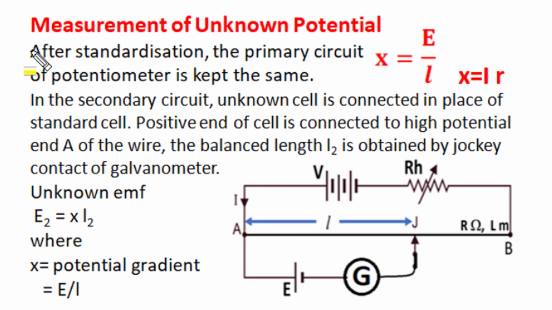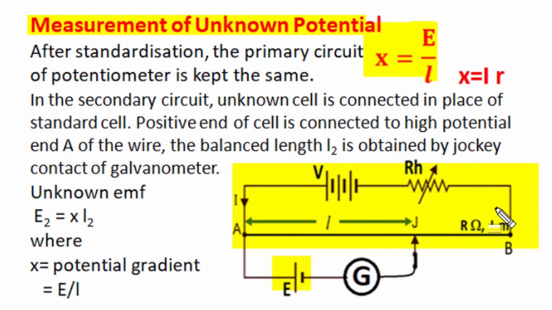The most common application of potentiometer is measurement of unknown potential, and for that we have to standardize the potentiometer. A standard cell is used and the corresponding balance length L is obtained, and the ratio of standard EMF and balance length gives us the potential gradient in this primary circuit. As potential gradient is the product of current and per unit length AB wire resistance, so once standardization is done, to maintain potential gradient constant, the current in the primary circuit and per unit length resistance of this AB wire are kept constant.